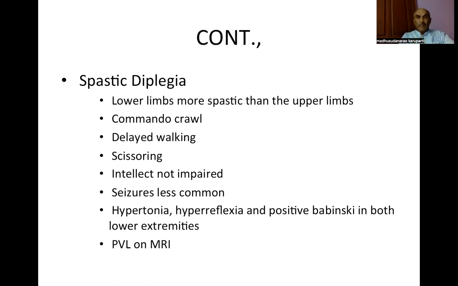Coming to spastic diplegia. In spastic diplegia, lower limbs are more spastic than the upper limbs. It affects mostly the lower limbs more than the upper torso. There is history of delayed walking. Mother says the baby used to crawl moving the upper limbs and dragging the lower limbs. This is called commando crawl.